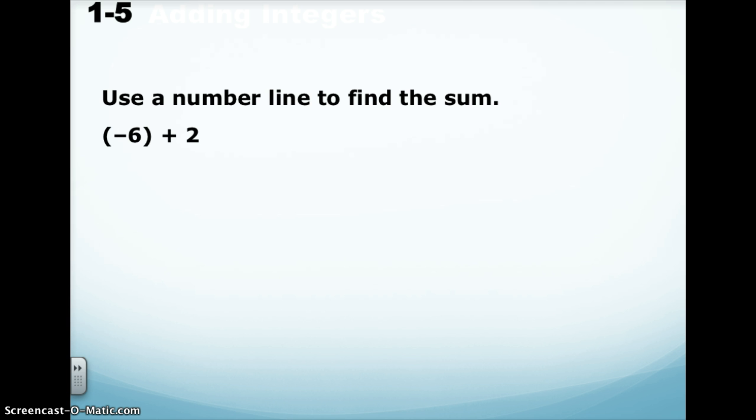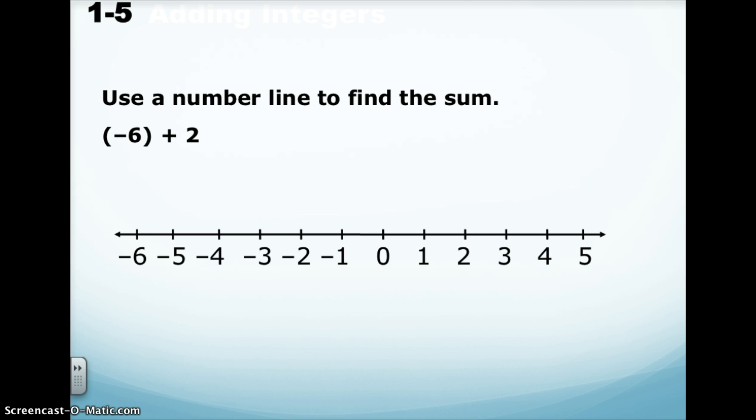Use a number line to find the sum. Let's look at this from a perspective of starting at 0. To get to -6, we would go left 6 spots. If we are now located at -6, we would add 2, meaning we would come back towards the positive numbers and end up at -4.